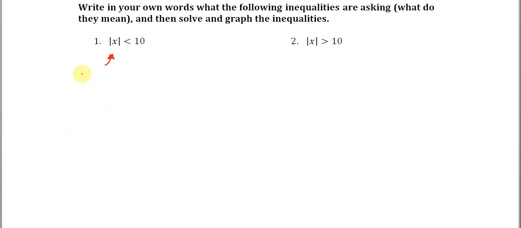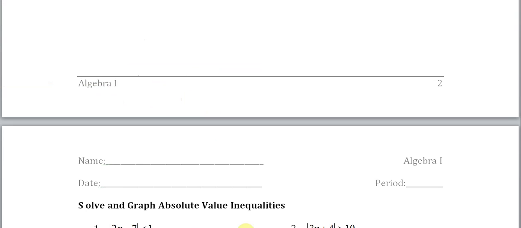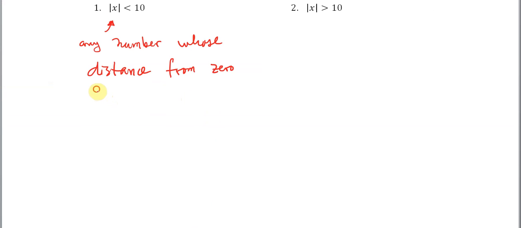Okay, so this is like saying any number or all numbers whose distance from zero, that's what the absolute value really means, whose distance from zero, ooh, I misspelled from here, let's try that again. Distance from zero is less than 10. Okay. So any numbers whose distance from zero, that's what the absolute value symbol means, is less than 10.